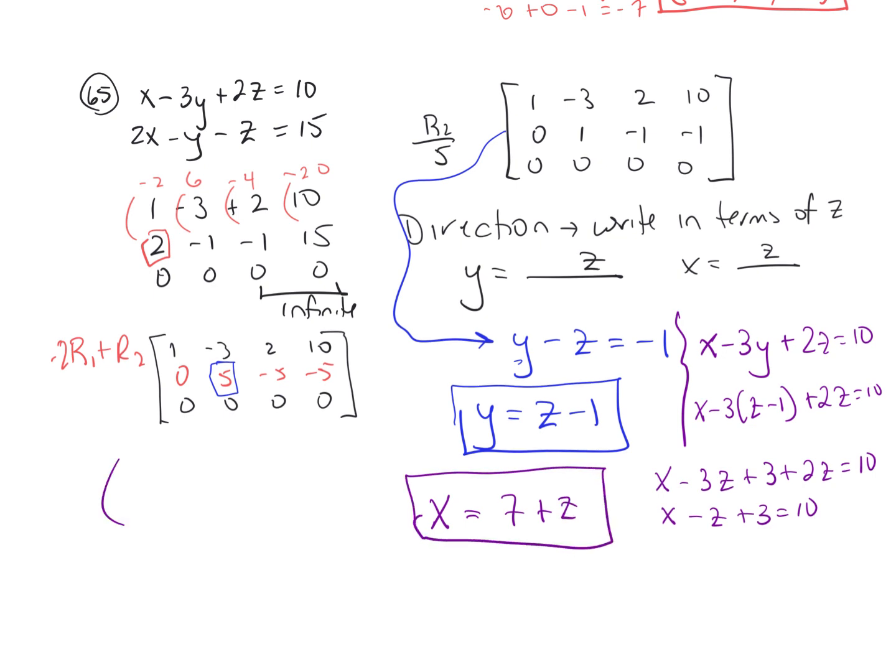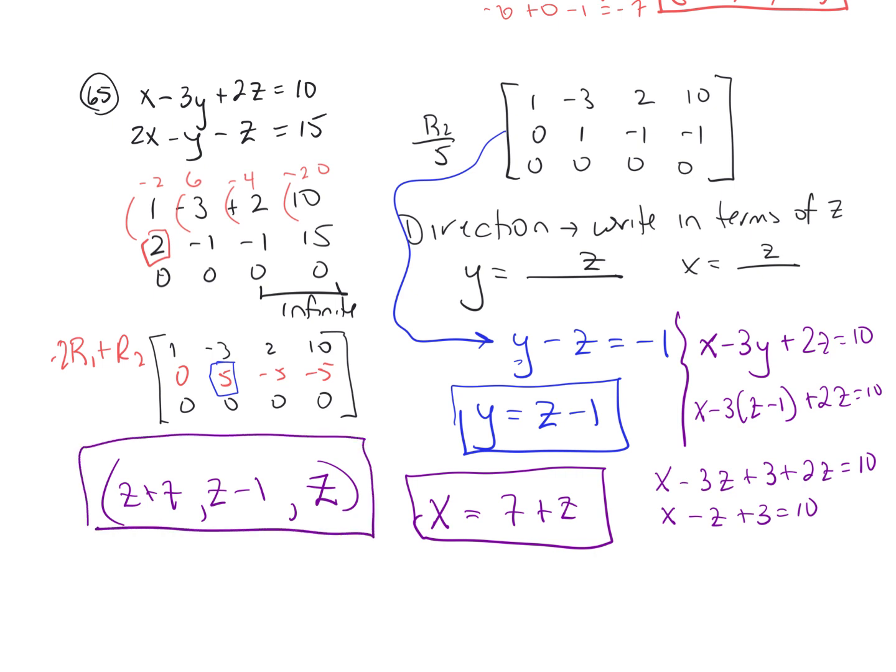So what does that mean? This is a parametric equation, and they wanted everything in terms of z. So z is its own value, y is z minus 1, and x is z plus 7, or 7 plus z. So every letter is in terms of z.